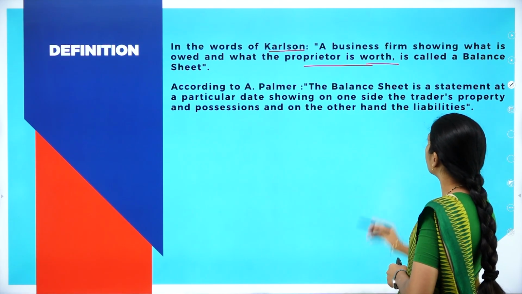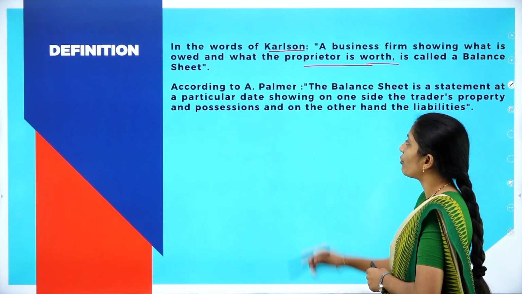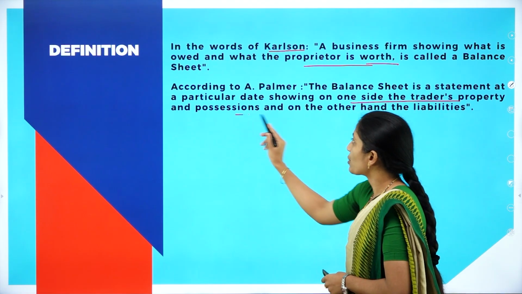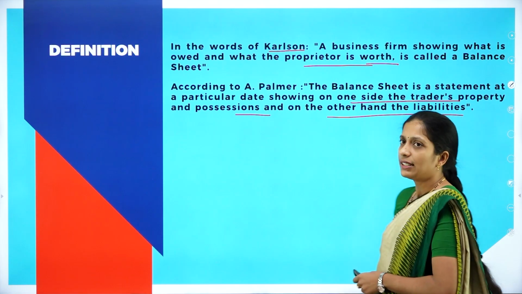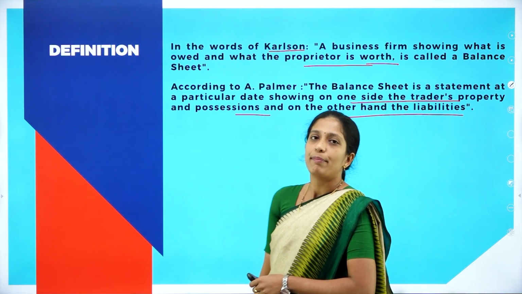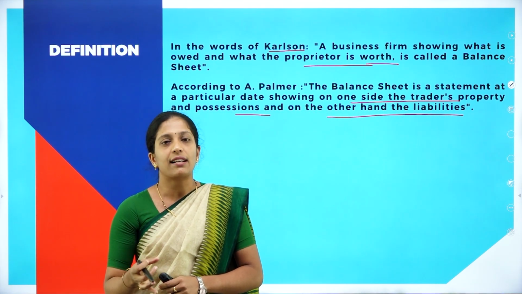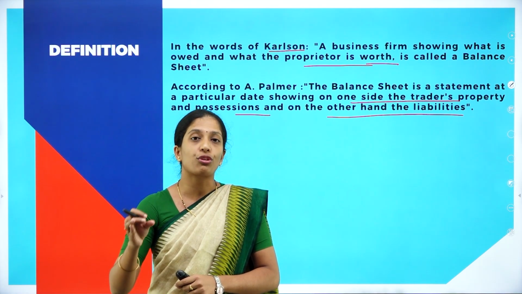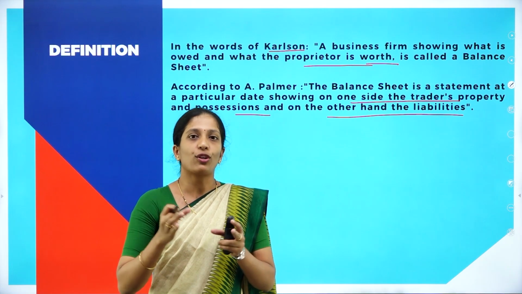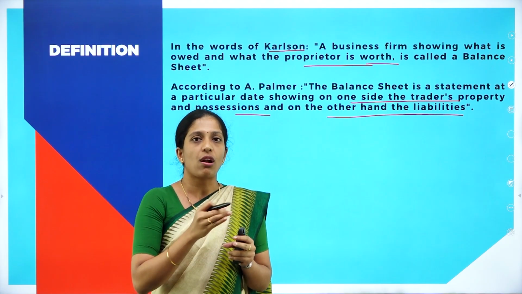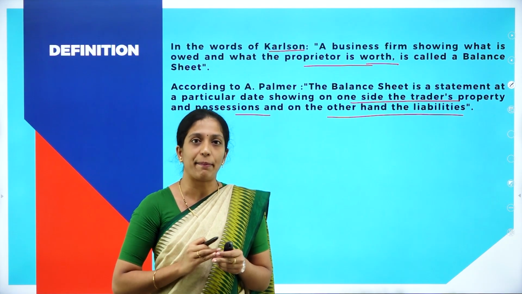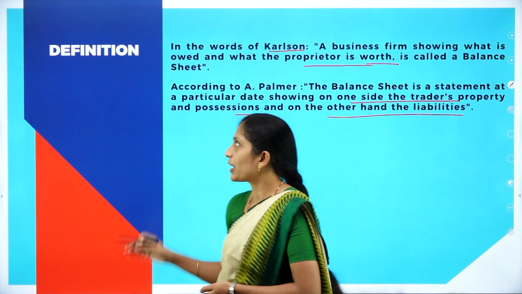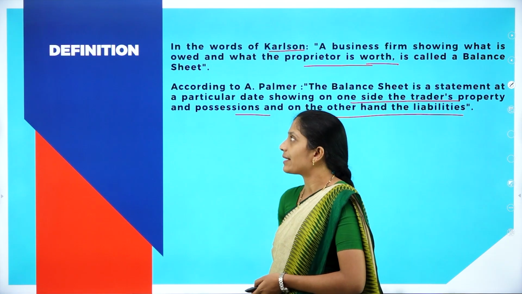According to A. Palmer, the balance sheet is a statement of a particular date showing on one side traders' property and possessions and on the other side the liabilities. So what does the balance sheet contain? Balance sheet contains the total of assets of the firm on one side and the total of liabilities of the firm on the other side. Both are clubbed together, where the total of assets should be equal to the total liabilities of the firm. That is called the balance sheet. Hope you are clear about the definition of balance sheet.